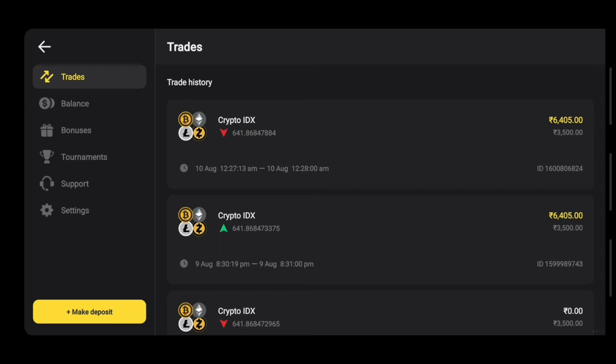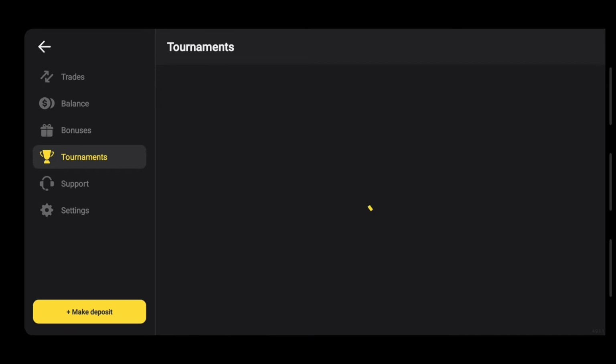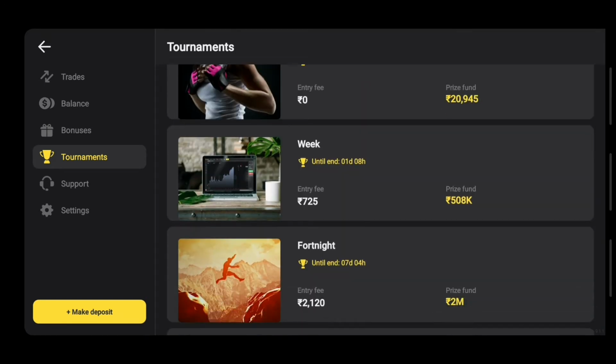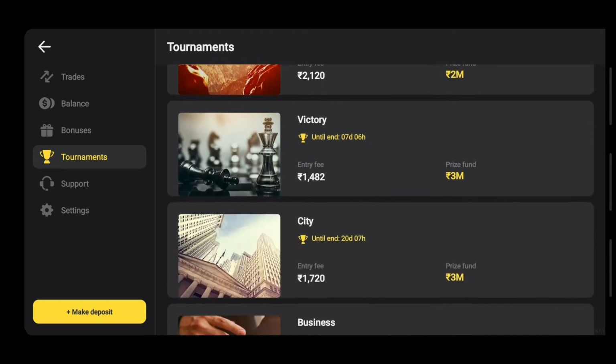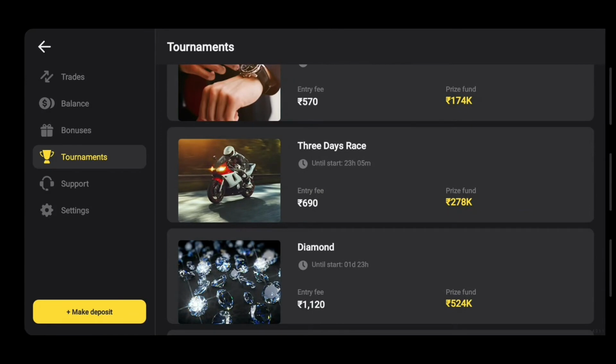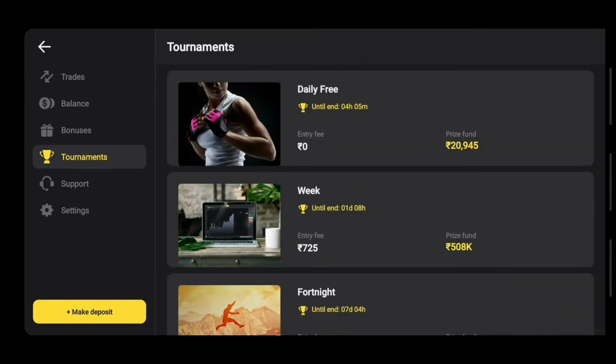So to start with, I traded on cryptocurrency. Now there is something on this platform called tournaments. If you go to tournaments, you'll see there are a lot of daily, weekly, and fortnight tournaments, there is victory, city, business, right? So let's take an example. Let's go to the weekly tournament.